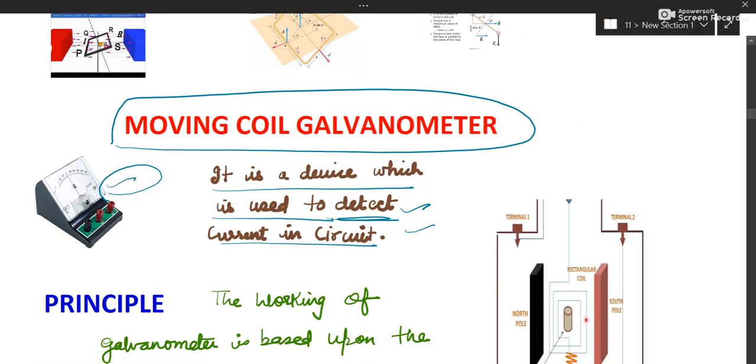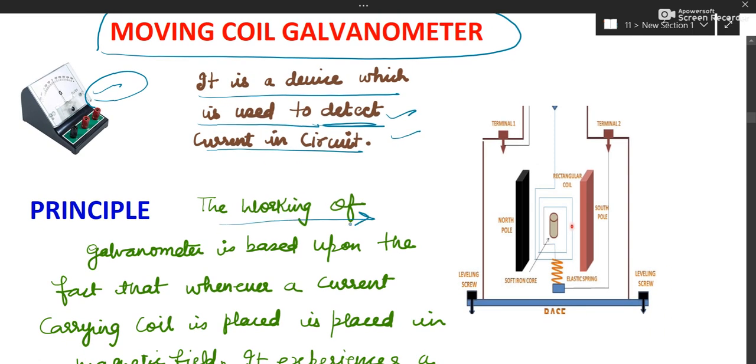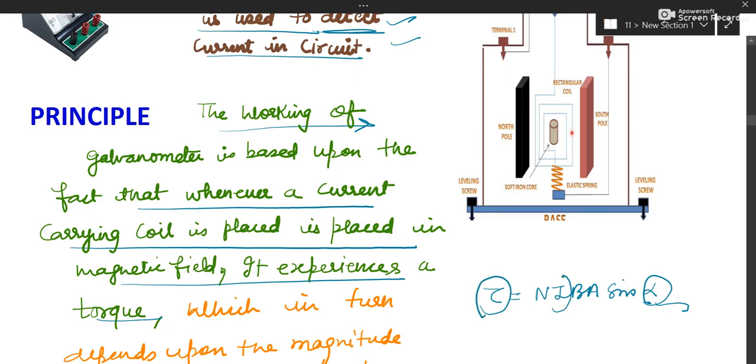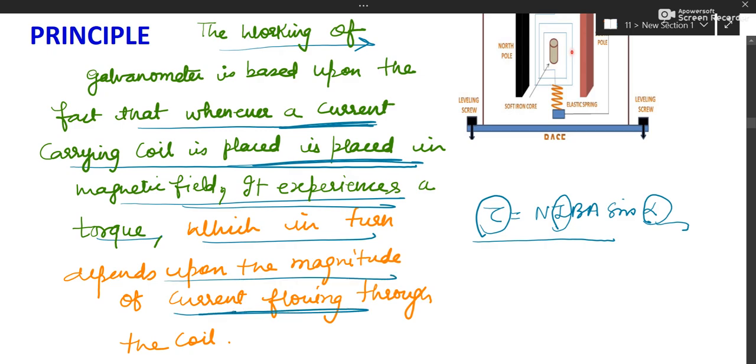What is the principle? So the principle is the topic that we have just finished. It is based upon the fact that whenever a current carrying coil is placed in a magnetic field, it experiences a torque given by N I B A sin alpha, where alpha is the angle between field and normal. So this torque depends upon current. This is the principle, that whenever a current carrying coil is placed in a magnetic field, it experiences a torque, which in turn depends upon how much current is flowing. Right, this is the principle.